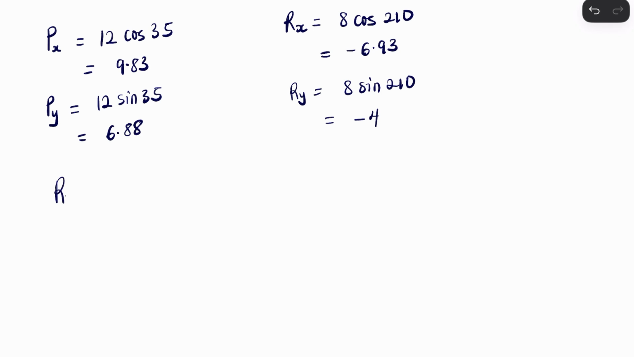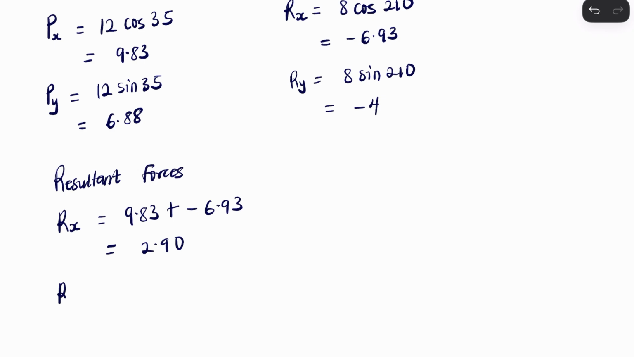Our next step is to compute the resultant force. So we are going to add the x components, then we add the y components. The resultant force along the x-axis is equal to 9.83, then plus, we now add the x components here, so that will be minus 6.93, and this is equal to 2.90. Also, the resultant force along the y-axis is 6.88 minus 4, right? And this is going to give us 2.88.